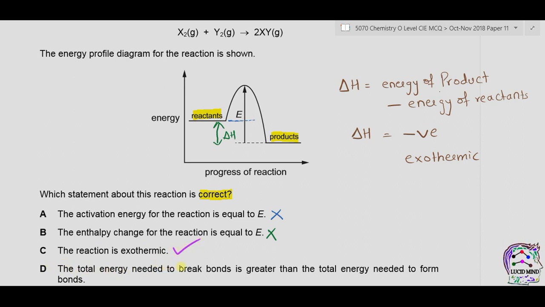D. The total energy needed to break bonds, which is endothermic, is greater than the total energy needed to form bonds. Now, the energy released when making bonds is exothermic in nature. So, it says endothermic is greater than exothermic. So, overall the reaction should be endothermic, which is incorrect because this reaction is exothermic in nature. Correct answer is therefore C.